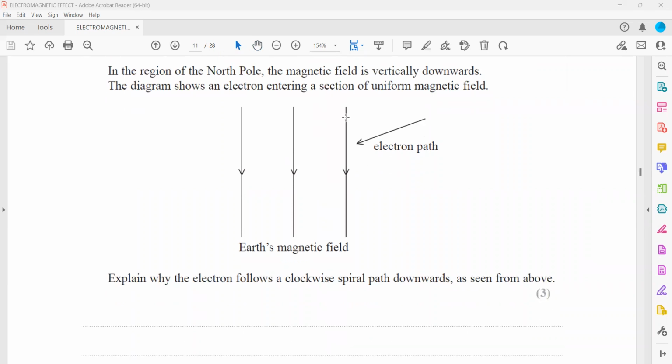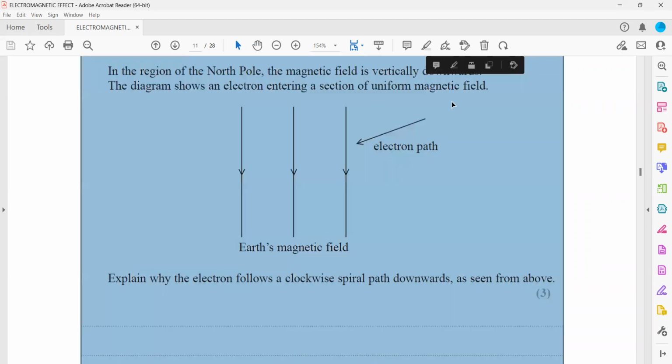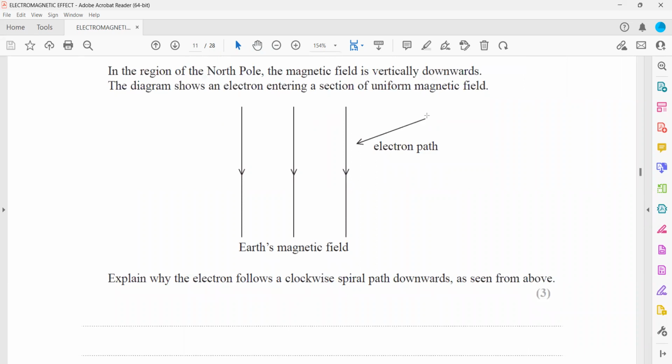So this electron will have two components. When it enters the magnetic field, one component of the velocity will be parallel to the magnetic field, and the other one is perpendicular to the magnetic field. So it means the vertical component is parallel to the magnetic field, and the horizontal component is perpendicular to the magnetic field. As a result, what will happen?